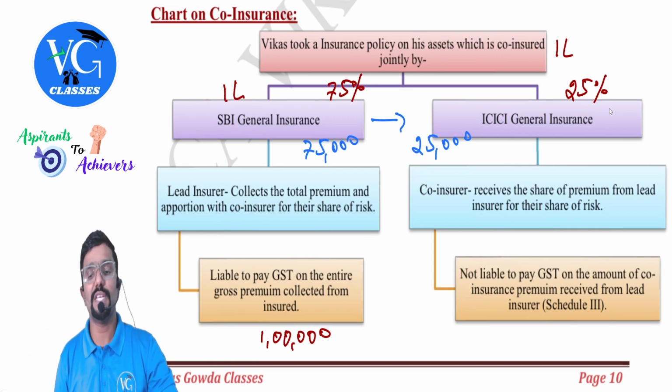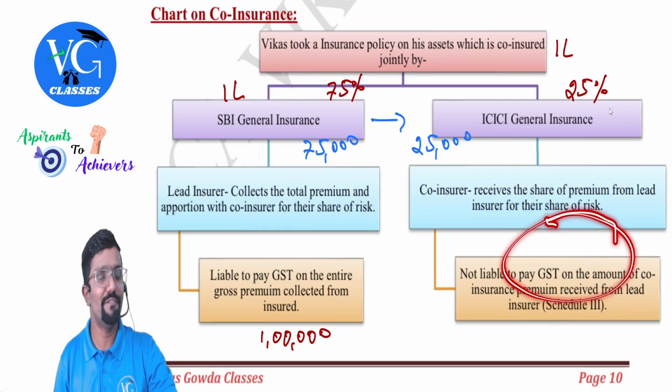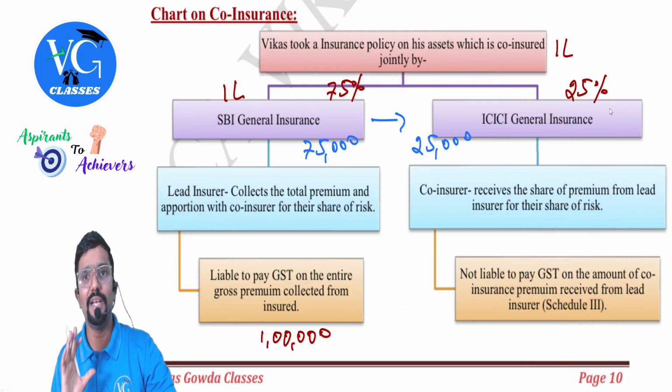Not liable to pay GST on the amount of co-insurance premium received from the lead insurer. Where is this covered? Schedule 3. This is what is covered in Schedule 3. If I straight away go and explain this, guys, you will not understand. That is why I have built a story.